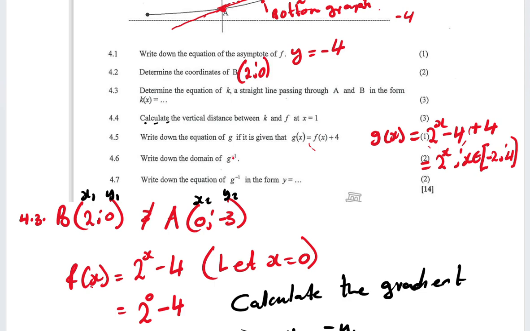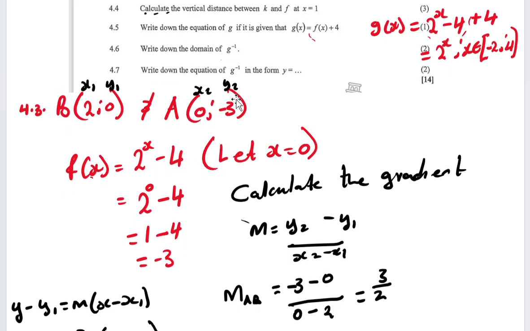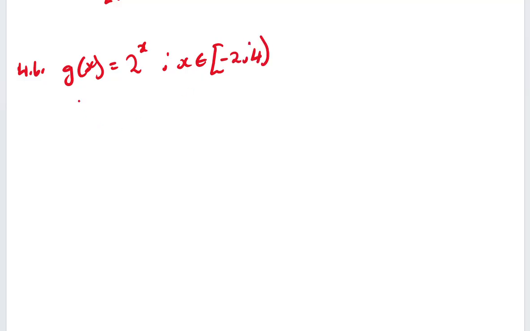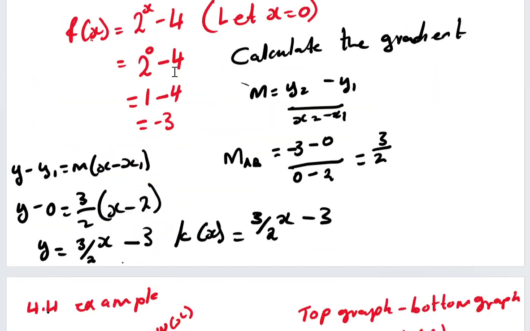So let's write down the domain of g, or rather the domain of the inverse of g. Do you get me? We know that when we want the domain of the inverse of g, this is 4.6. Let's answer 4.6 here. Our g of x is 2 to the power x, where x is an element of minus 2 and 4. They say write down the domain of the inverse.